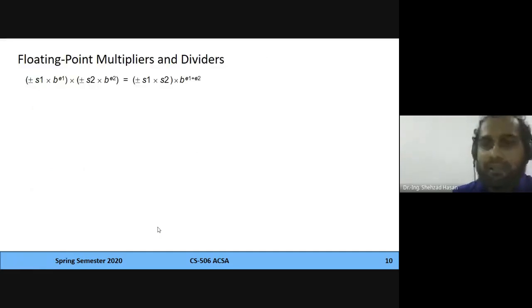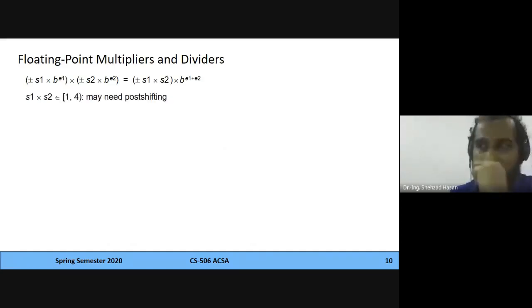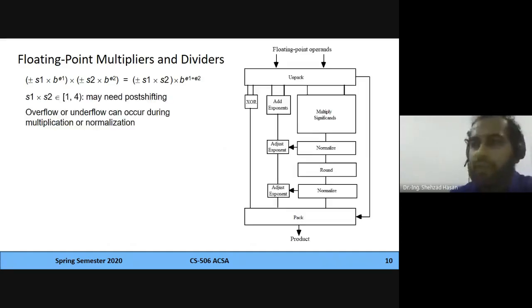So let's look at the hardware for that. Let's look at how to do division and what's the hardware required over here. So we are going to multiply two numbers. We have discussed that we need post shifting. So this is the hardware for the multiplier. Now this is a simple thing. If you compare this with the floating point adder, you're going to see this is quite simple, because first of all it does not have any control logic. So it's very easy.